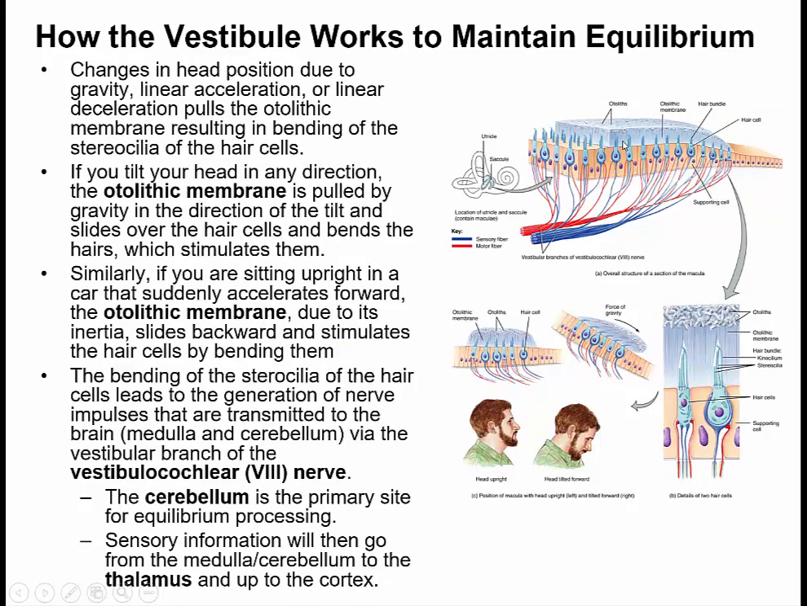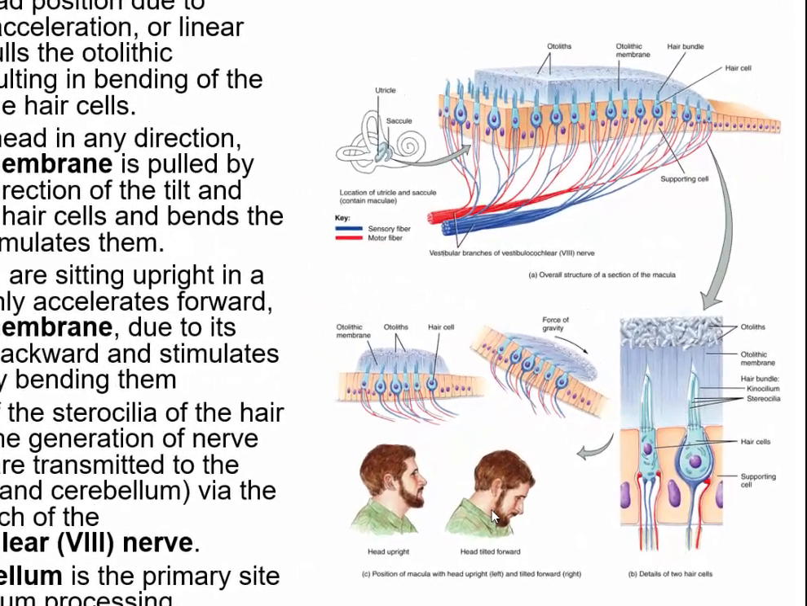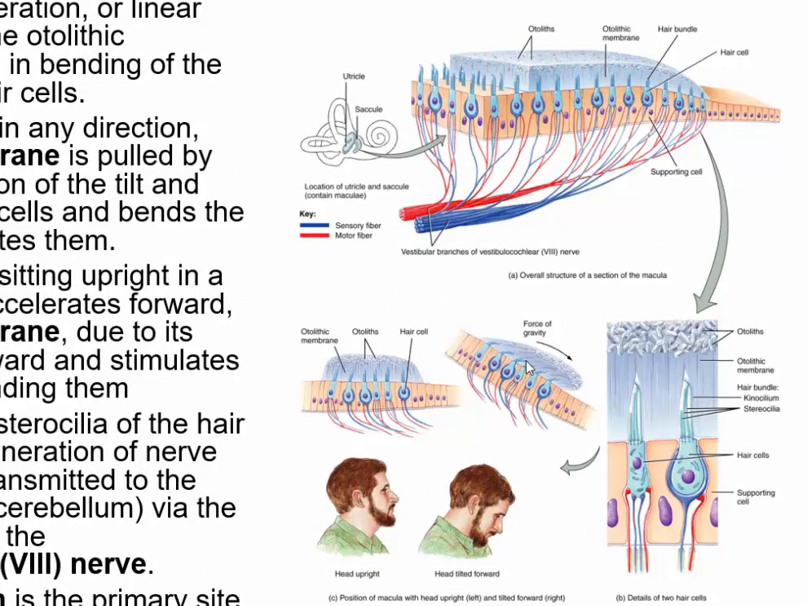Because as you turn your head, shown here, for example, going forward, gravity is going to cause this otolithic membrane to tilt in the direction of pull of gravity. As that otolithic membrane moves, it bends the hairs of the hair cells, which is then going to stimulate these hair cells to send action potentials to the brain to let the brain know where the head is turning.